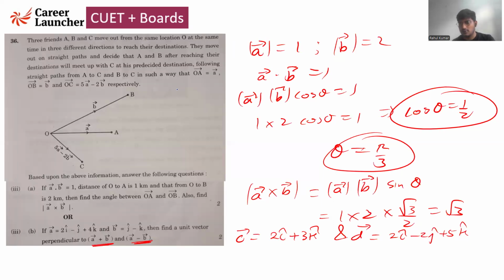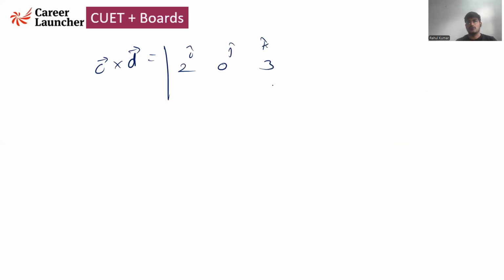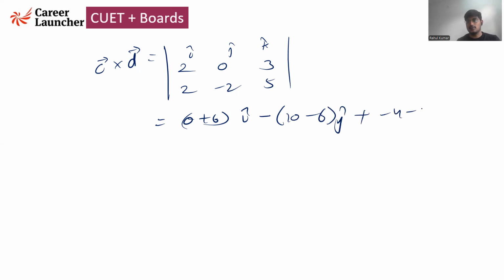Okay, let's do this one. We need to find the cross product of C cross D vector. It will be i cap, j cap, and k cap, then 2, 0, 3, and then 2, minus 2, 5. Let's find the cross product here. So we have 0 plus 6 i cap, then minus (10 minus 6) j cap, and plus (minus 4 minus 0) k cap. So this is your normal vector.